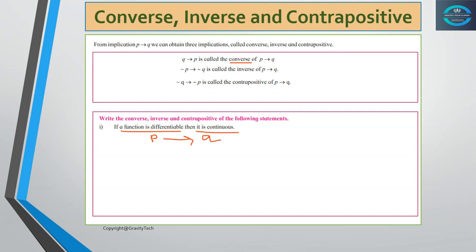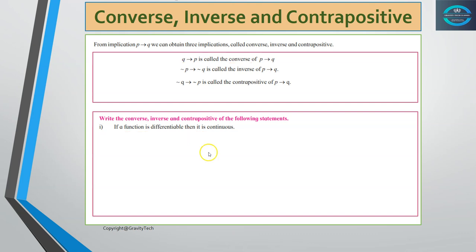So let's first concentrate on the converse. What is the converse? Q then P. So here it will be: if a function is continuous, then it is differentiable. Correct. What will the inverse be? If a function is not differentiable, then it is not continuous. We just have to negate both. What will the contrapositive be? Negation of Q, negation of P. So if a function is not continuous, then it is not differentiable, right?